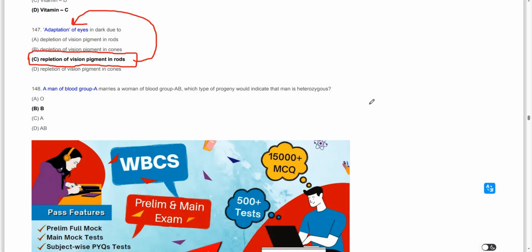Moving on, a man of blood group A marries a woman of blood group AB. Which type of progeny would indicate the man is heterozygous? B. This B would tell that he is heterozygous. If the offspring has blood group B, then we can conclude that the man was heterozygous.